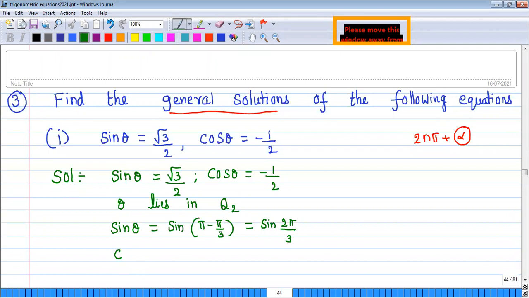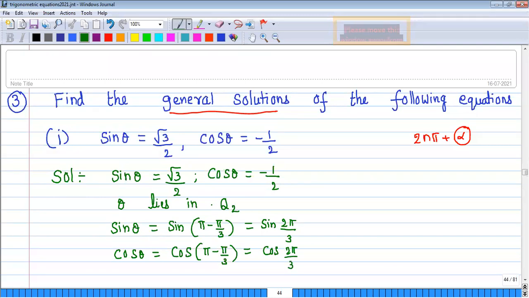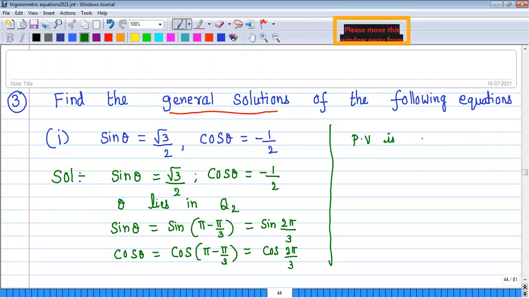Similarly, cos theta can also be written as cos of pi minus pi by 3. You can check it, no problem. Cos of 180 minus theta is minus cos pi by 3, that is minus 1 by 2 only. This is also cos 2 pi by 3. See, this 2 pi by 3 is the common solution which lies in the second quadrant, so that is treated as the principal value. Now the principal value alpha is equal to 2 pi by 3.